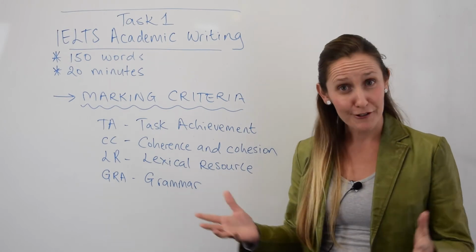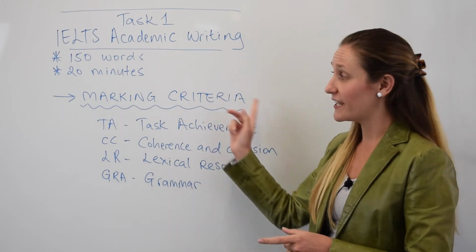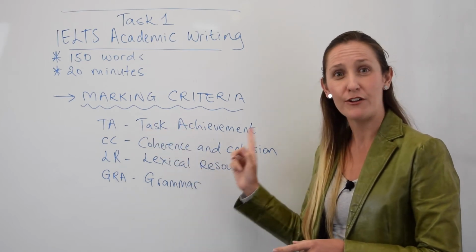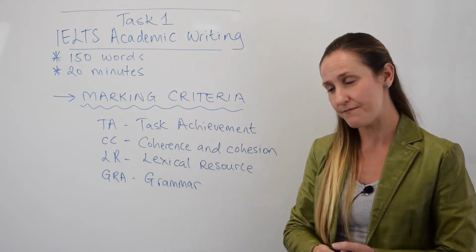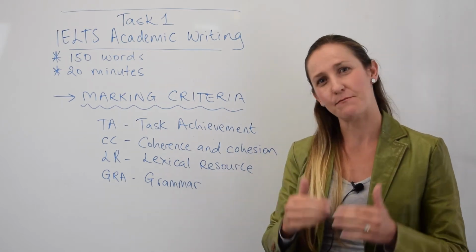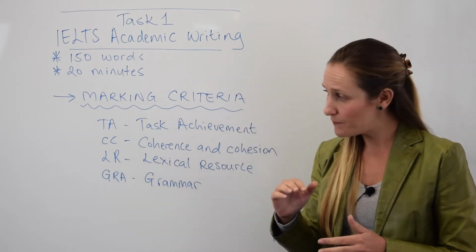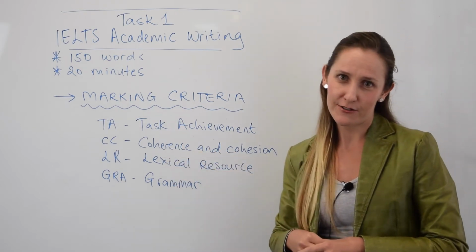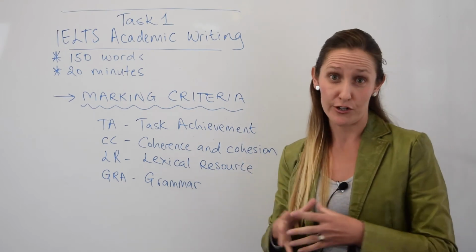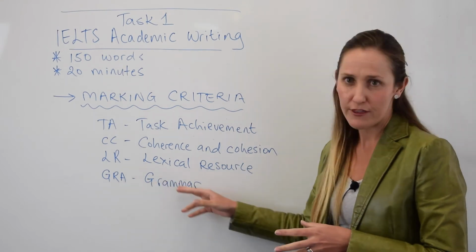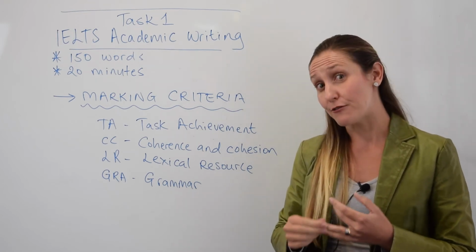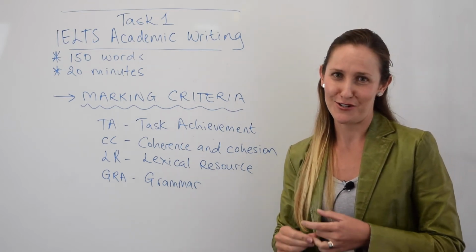So let's quickly review this information. In the marking criteria, there are 4 sections. The first is task achievement, where you need to make sure you're answering the question. The second is coherence and cohesion, where you need to make sure your text makes sense and has a nice flow. The third is lexical resource, and here they're looking at your use of vocabulary and the variety of words that you use. And the fourth is grammar, and here they're checking for your grammatical accuracy and for the range of grammatical structures that you use.